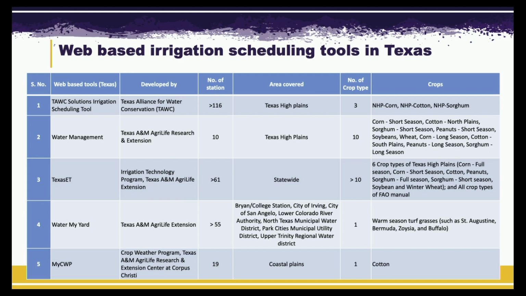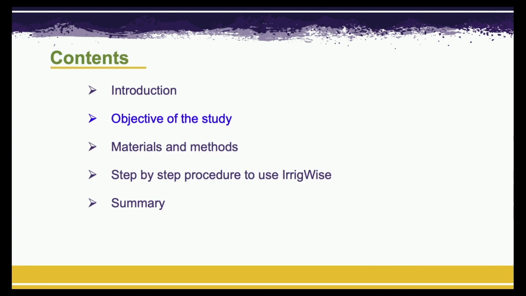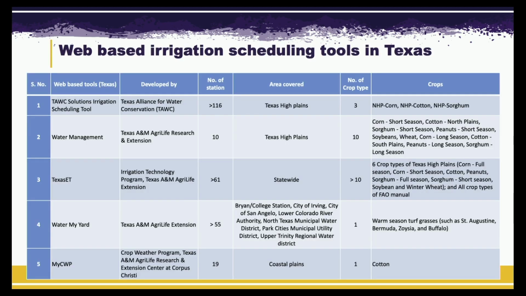Like that irrigation tool, that one is just applicable for Texas. And if you see in this table, you can see many other tools already there. Most of these tools are currently not available. And if you see the area covered, most of these are for specific regions, some in Texas High Plains, some in Coastal Plains, some in selected different cities. And if you see the crops, some are just applicable to certain crops, like some cotton, some just for grass, and some for very few crops.